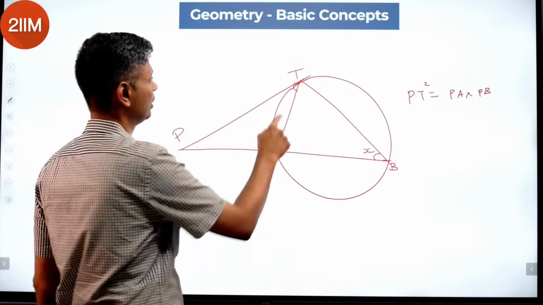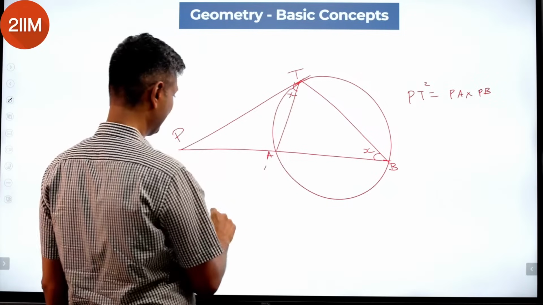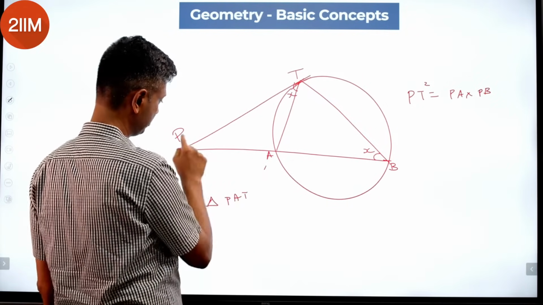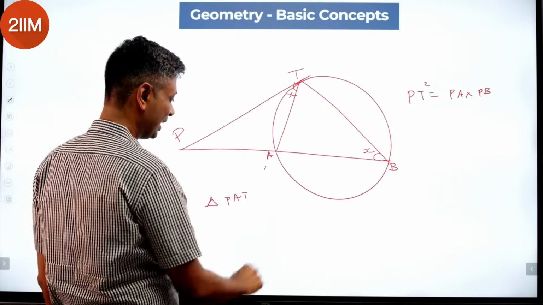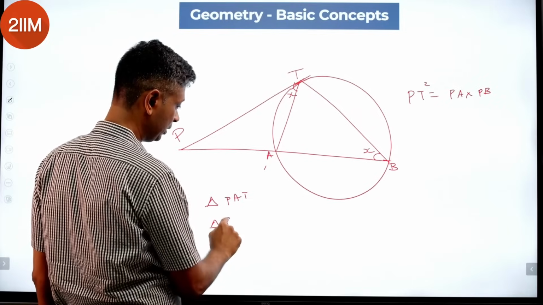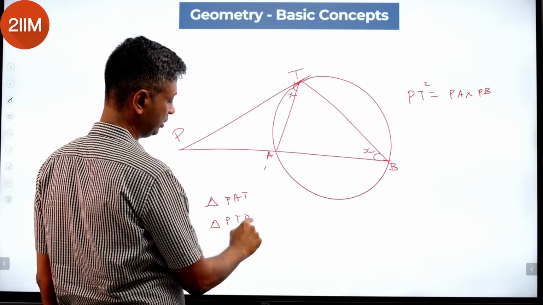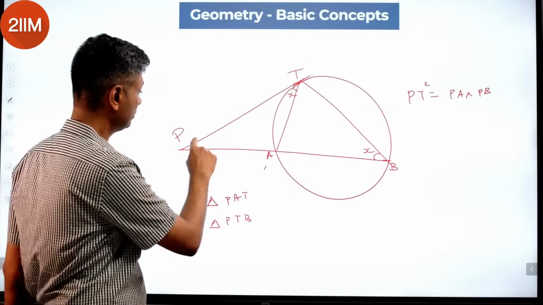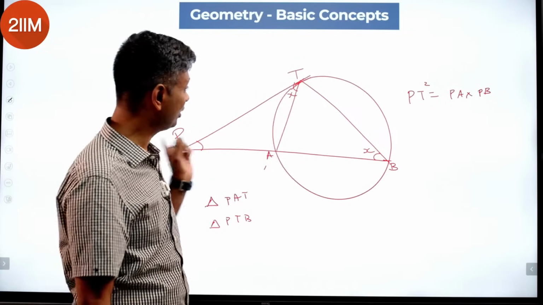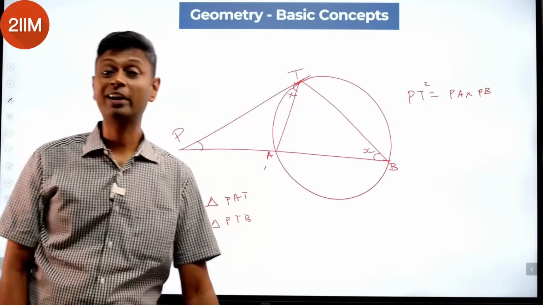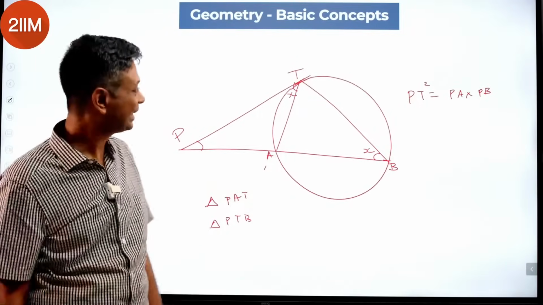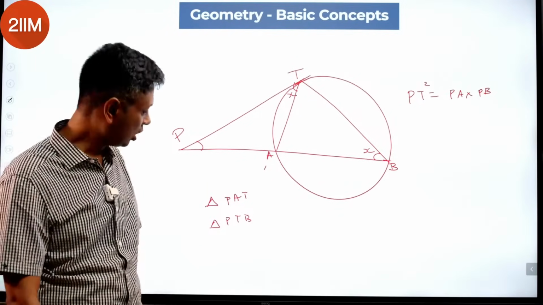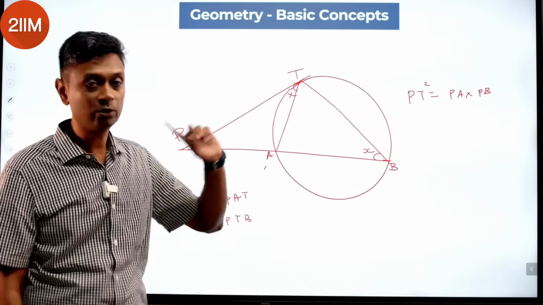And so now, if you take triangle PAT and triangle PTB, these two triangles, this angle is common. Angle PTA is equal to angle PBT. These two triangles are similar to each other. That will give us PA by PT equals PT by PB, or PT square equals PA into PB.